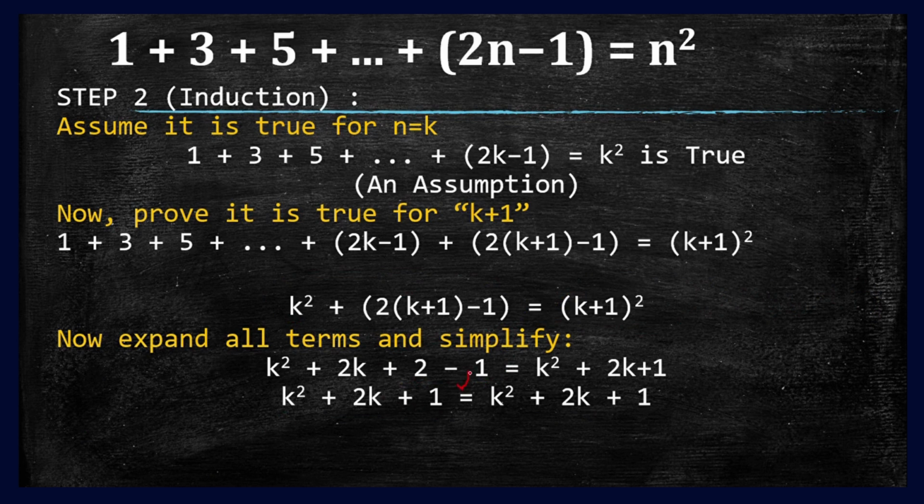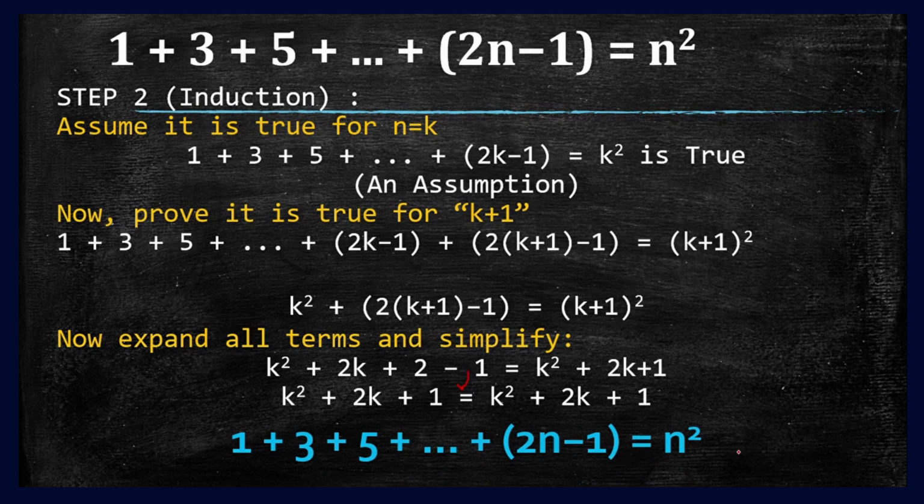So we can now conclude that 1 plus 3 plus 5 plus 2n minus 1 is equal to n squared using mathematical induction. Alright, so ganun lang kadali yung steps natin in mathematical induction. So now, for us to learn more about mathematical induction, let us consider our second example.